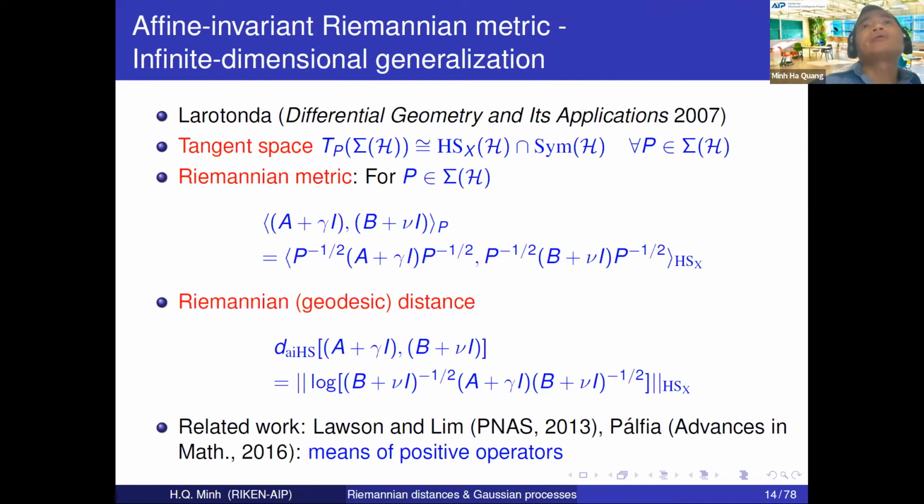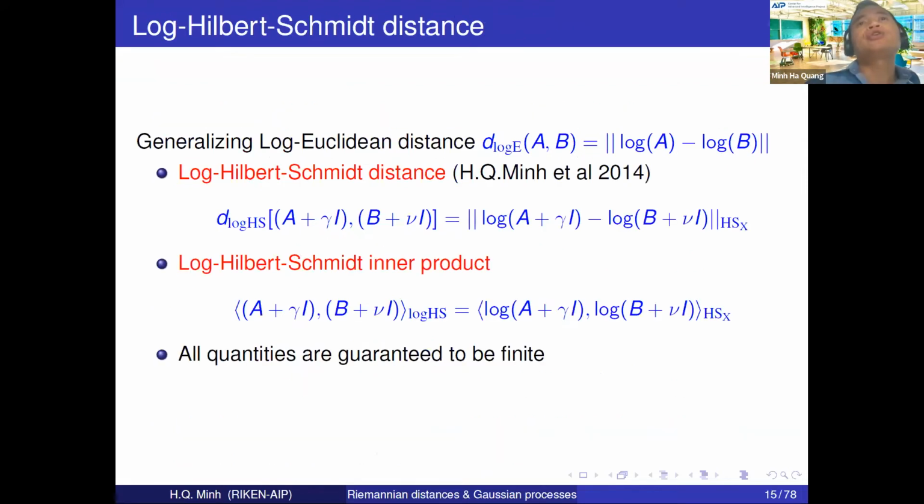And so the tangent space is just the set of all the self-adjoint extended Hilbert-Schmidt operators, and then the Riemannian metric is just given by this formula here. And the distance is quite similar to the finite dimensional case, except that instead of A and B, we have A plus gamma I and B plus mu I, and instead of the Frobenius norm, we have the extended Hilbert-Schmidt norm. So this is the setting for the generalization of the affine invariant Riemannian metric.